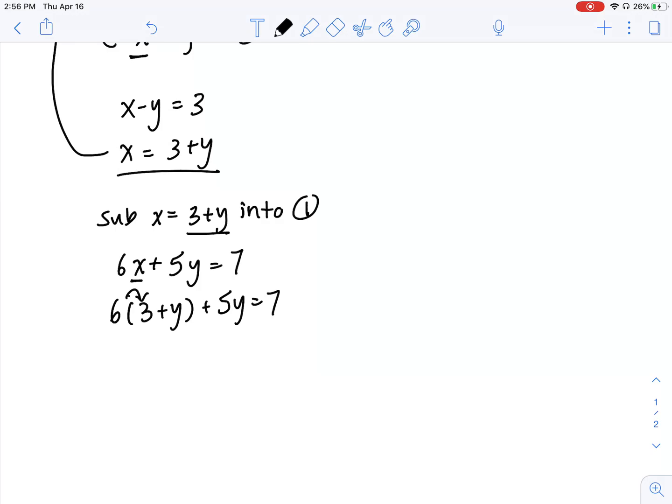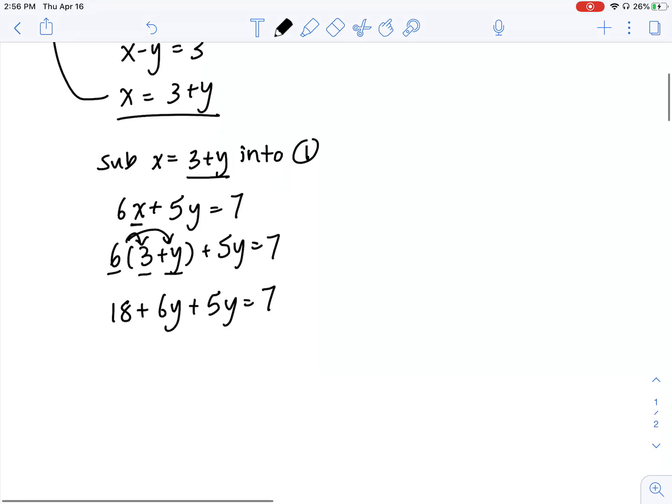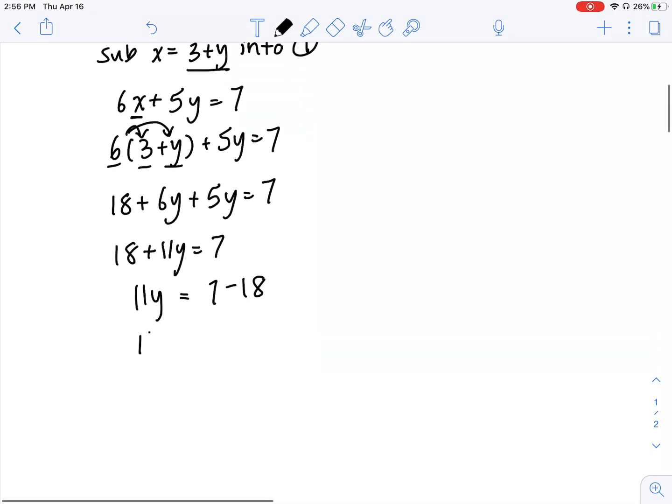So I'm going to start by opening up this bracket here by distributing all the terms by 6. 6 times 3 is 18. 6 times y is 6y, plus 5y equals 7. Now I can add the like terms. 18 plus 11y equals 7. 11y equals 7 minus 18. 11y equals minus 11. y equals minus 1.